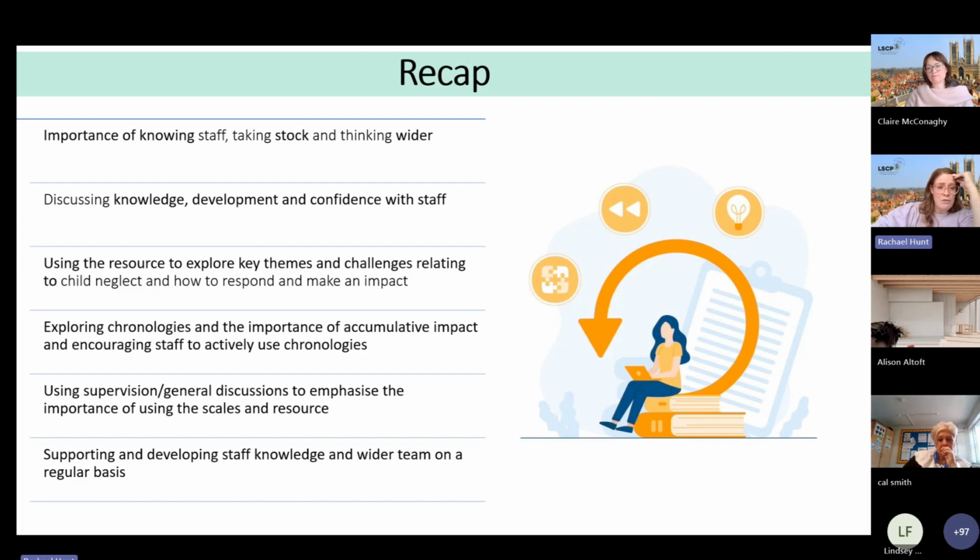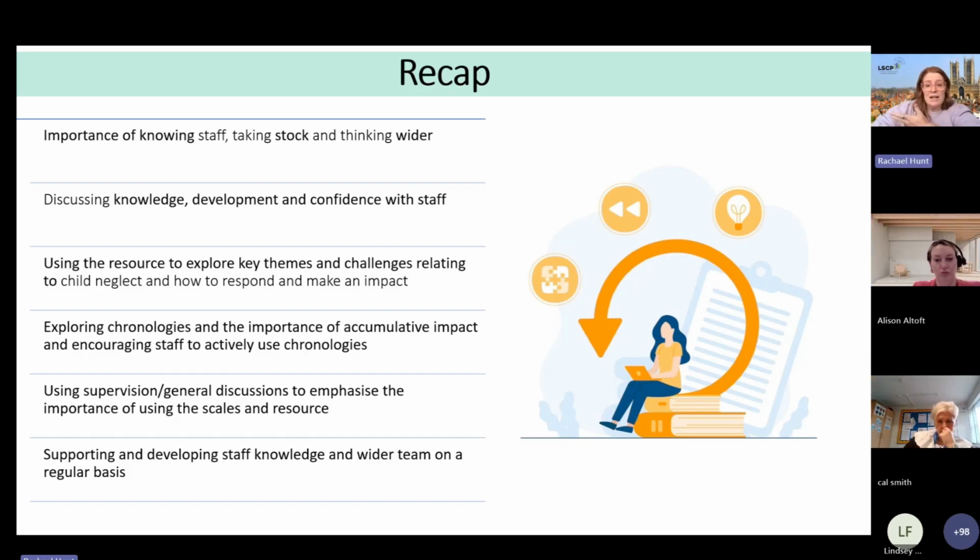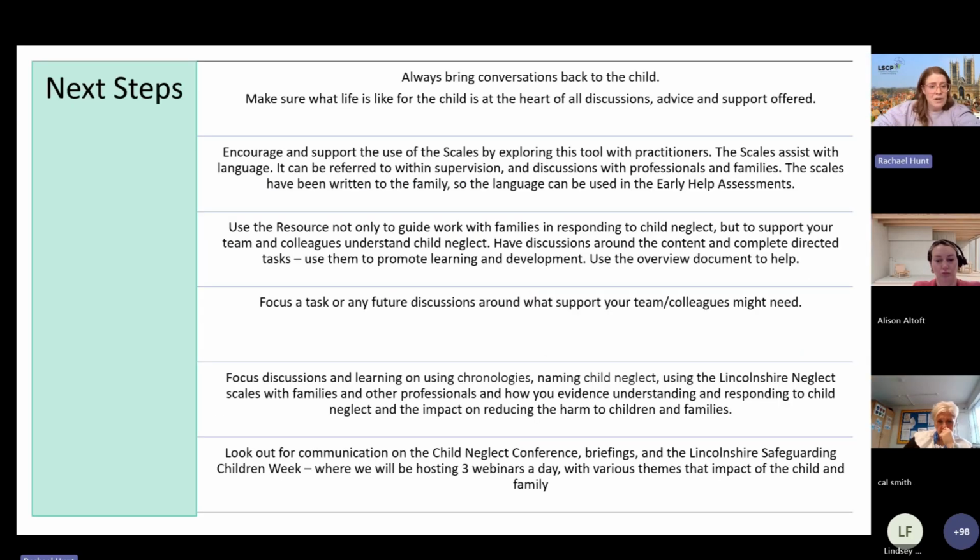So just a recap of the things we've covered. We've thought about how we can take stock, think about people's knowledge, think about the themes, think about what resources we can identify and move our team forward with, or move some of our conversations with, thinking about using the resource and the scales, utilising chronologies, ensuring supervision and discussions have some of this emphasis on neglect, and supporting where possible staff knowledge from your wider team and also yourself, I guess.